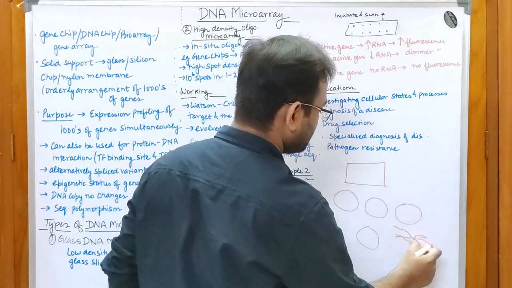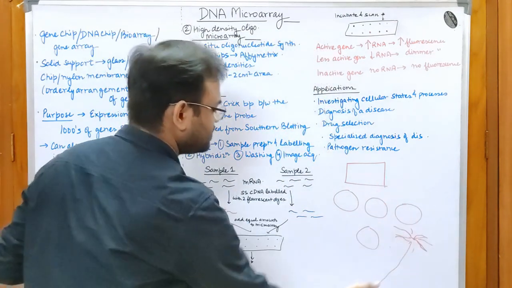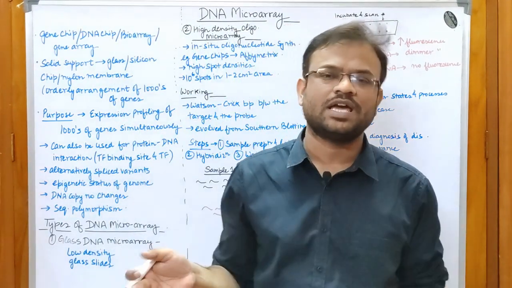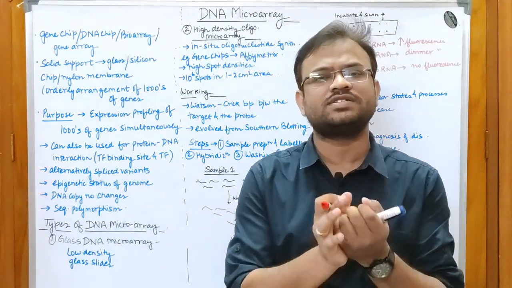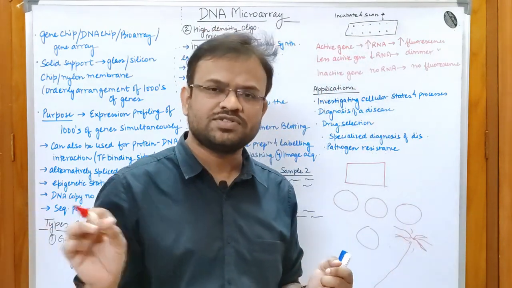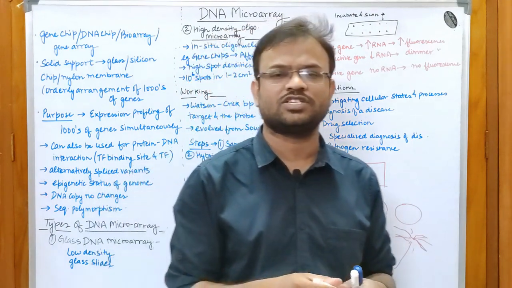I'm not drawing it to scale, just understand that these are the dendrites and this is the axon. So all of these cells have the same type of DNA. The DNA in all of the cells is the same inside every given individual. So what is the difference? The difference lies in the gene expression.